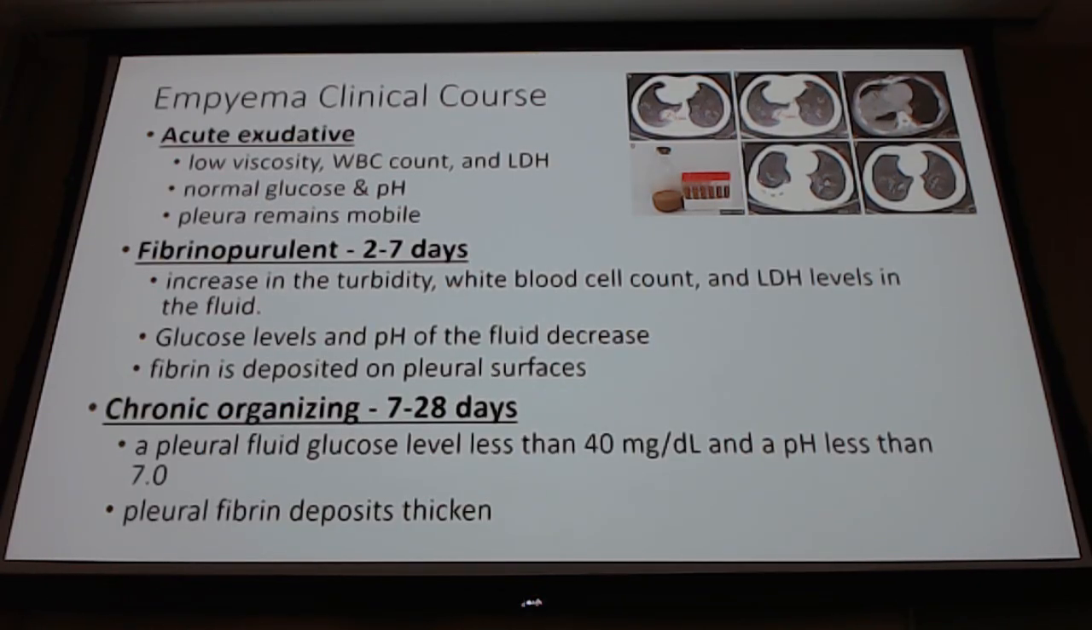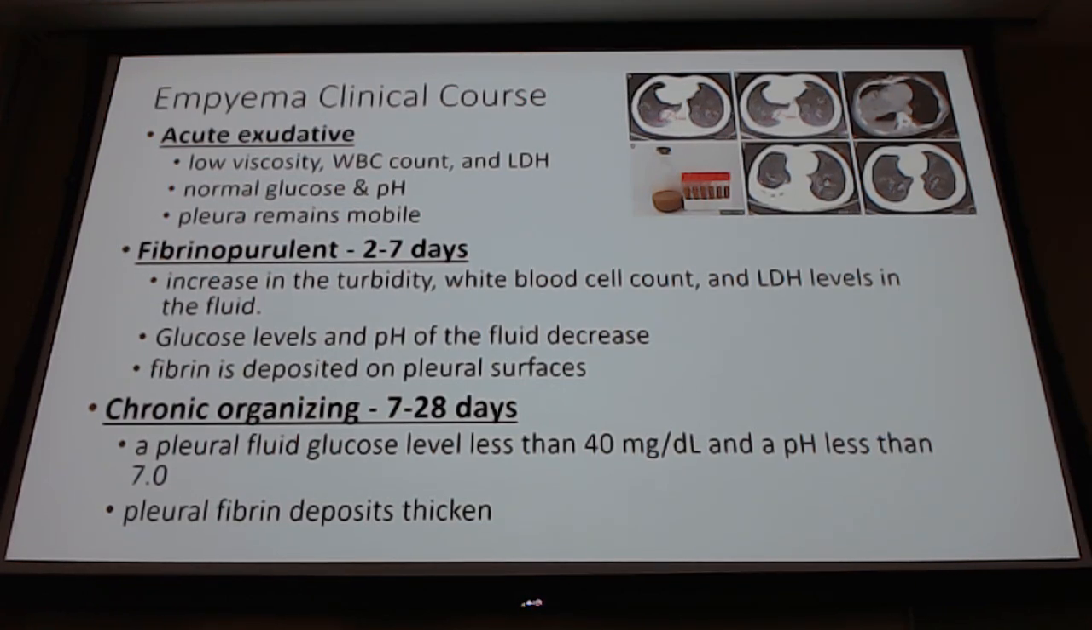Between 2 and 7 days, it really becomes fibropurulent. The fluid texture becomes more turbid. White cells increase, LDH increases, glucose and pH decrease, because the bugs are eating all the sugar.